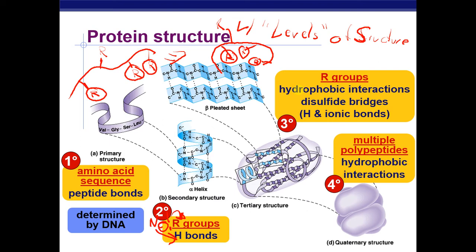And lastly, we have the quaternary structure. Now, all proteins don't have quaternary structure. Like I said, some proteins are only made up of a single polypeptide chain. In that case, they do not have a quaternary structure. Only proteins made up of multiple polypeptides have a quaternary structure.